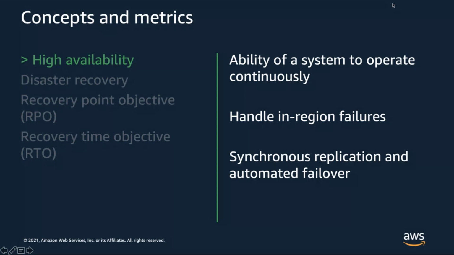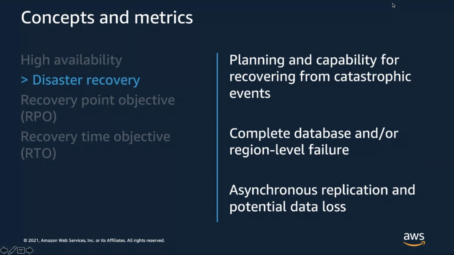Because we're replicating changes synchronously, no data is lost in a failover, and so it can be automated and recovered very quickly. On the other hand, disaster recovery is not just capabilities and features, but also the planning involved in understanding how to actually implement and execute those capabilities to recover from catastrophic events. We generally think of this as either complete loss of a database or, in the AWS context, a region-level failure.